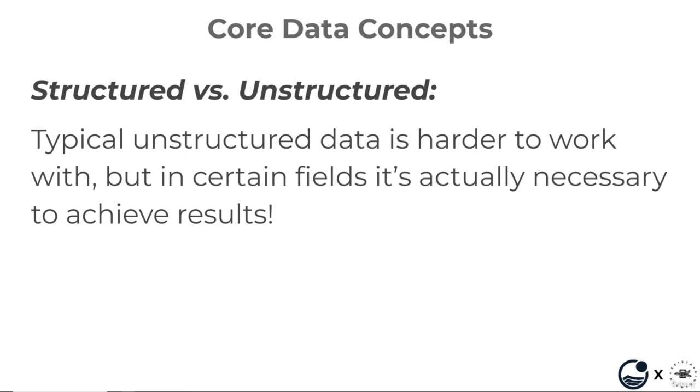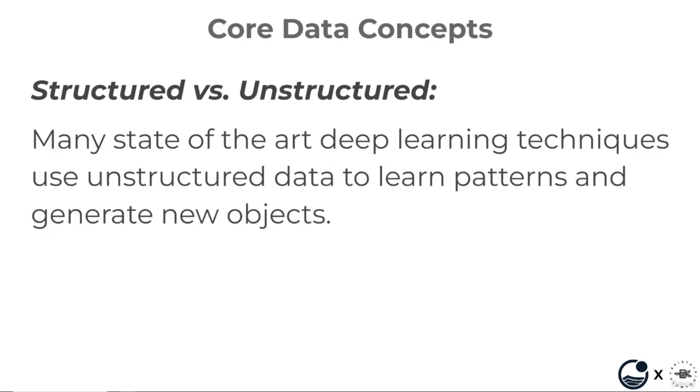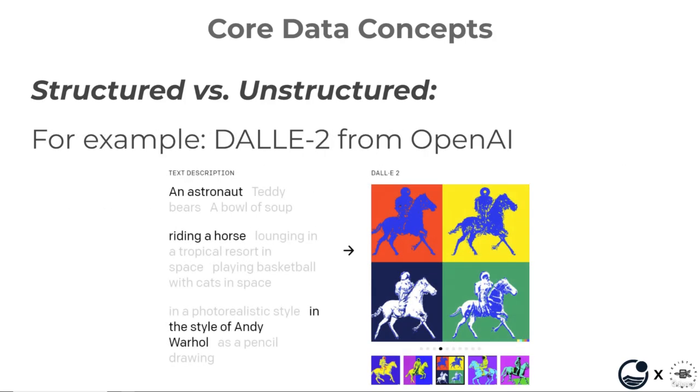So typically, unstructured data is going to be harder to work with, but in certain fields, it's actually necessary to achieve results. Many state-of-the-art deep learning techniques use unstructured data to learn patterns and generate new objects. For example, you may have heard of DALL-E 2 from OpenAI. It's a deep learning program that is able to take custom text descriptions, such as an astronaut riding a horse in the style of Andy Warhol, and then produce an image to reflect the text description.